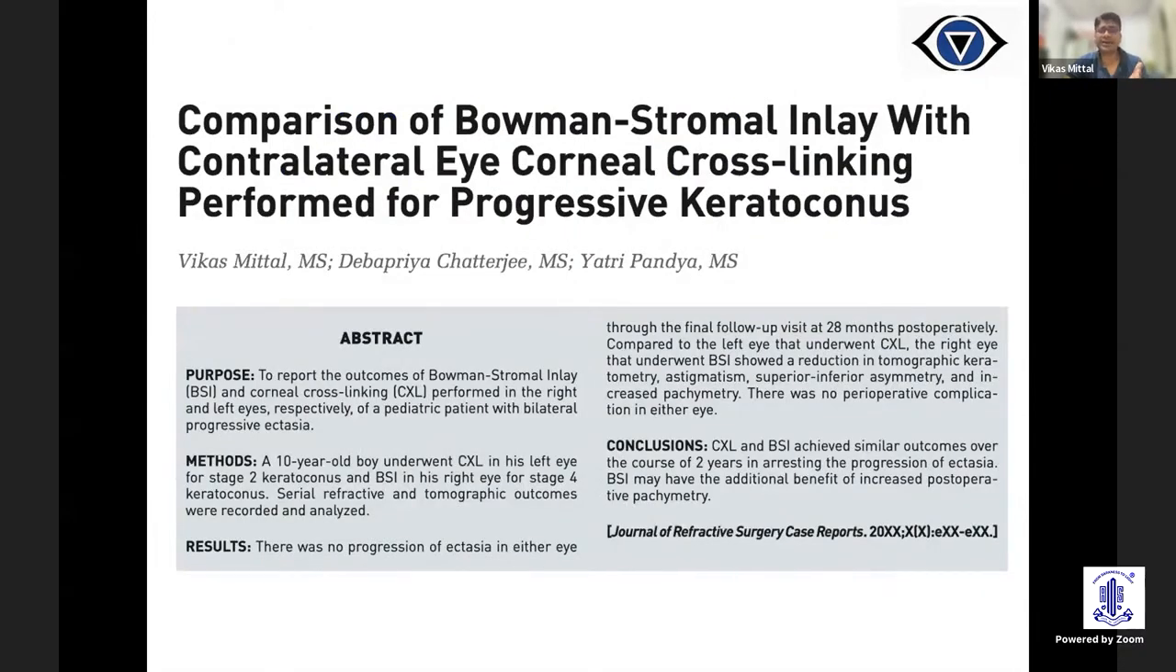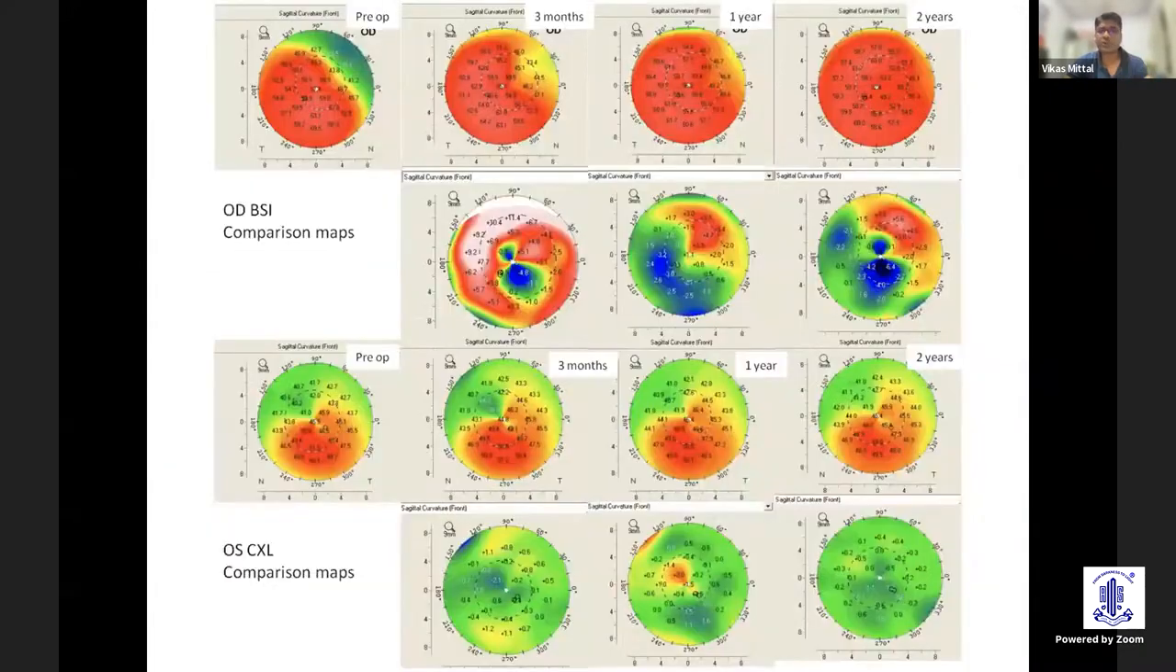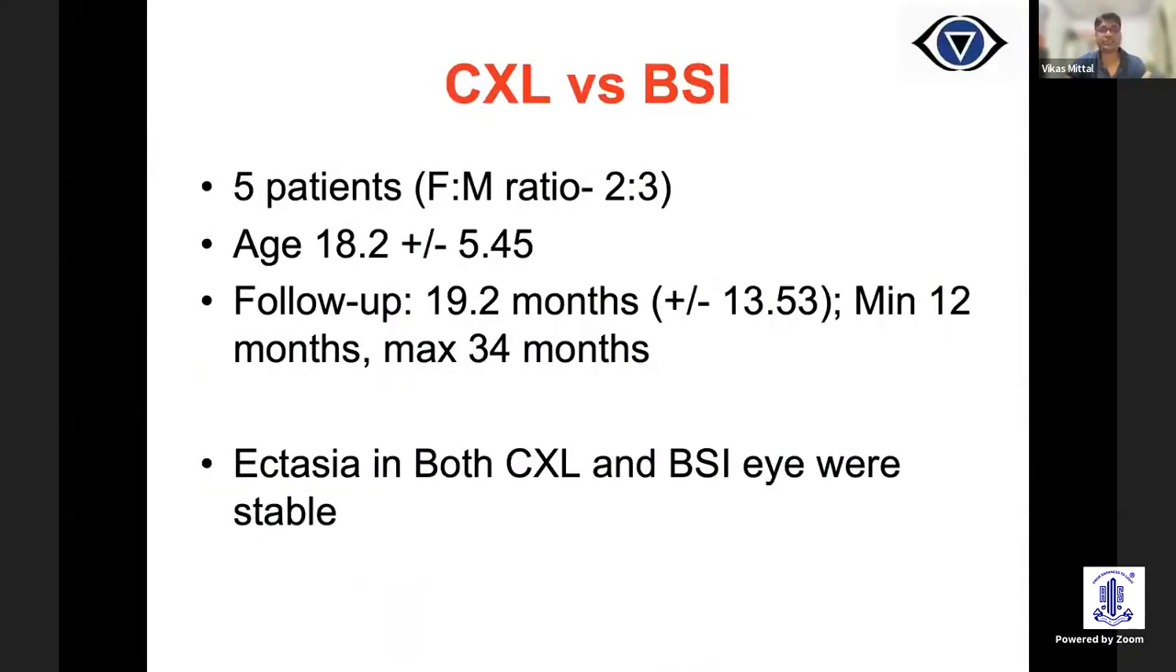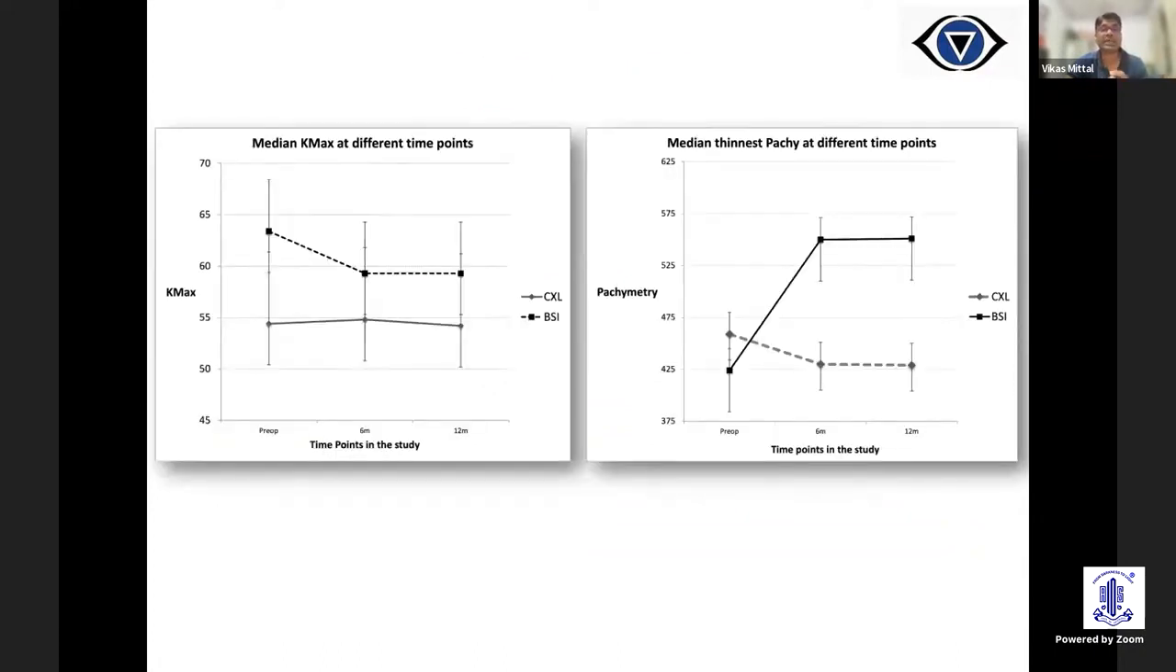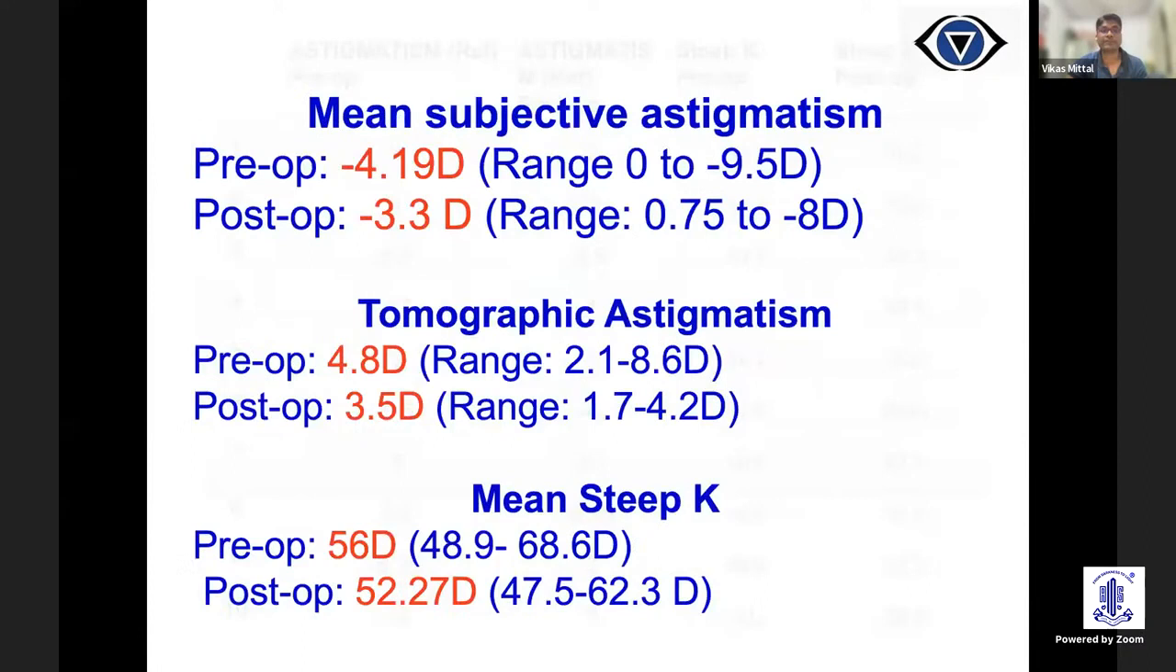In this boy, we had done Bowman stromal inlay in one eye and cross-linking in the other, and over a period of now 3 years, both eyes are stable. So it was a head-to-head comparison, and then we compiled our 5 patients who have been followed for 20 months, and both eyes were stable. That means the efficacy of BSI in stabilization of keratoconus seems to be equal to the gold standard, collagen cross-linking. The Kmax tends to decrease in BSI, and pachymetry, of course, will increase in BSI or any additive procedure. As I said, tomographic parameters don't change much.